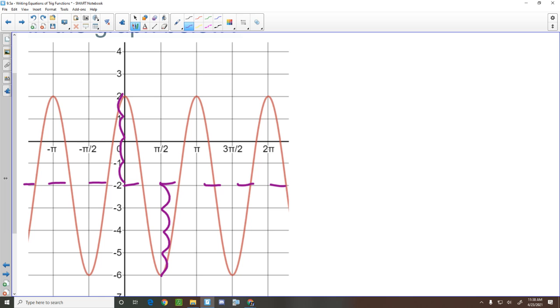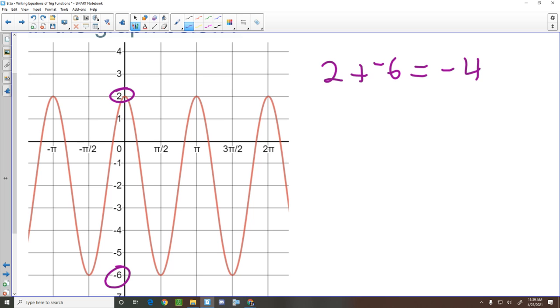Another way you can do this to easily determine that midline is look at the value of the crest and the value of the trough. And essentially all you're going to do is average those two numbers. That's actually how you find the middle of two things. You add them up and divide by 2. So if I took the number 2 and I added that -6, I get -4. If I divide that by 2, I get -2, which is in fact the midline.